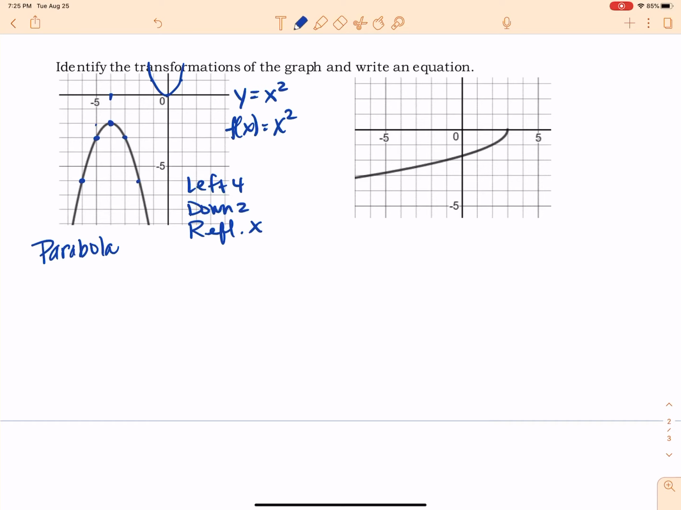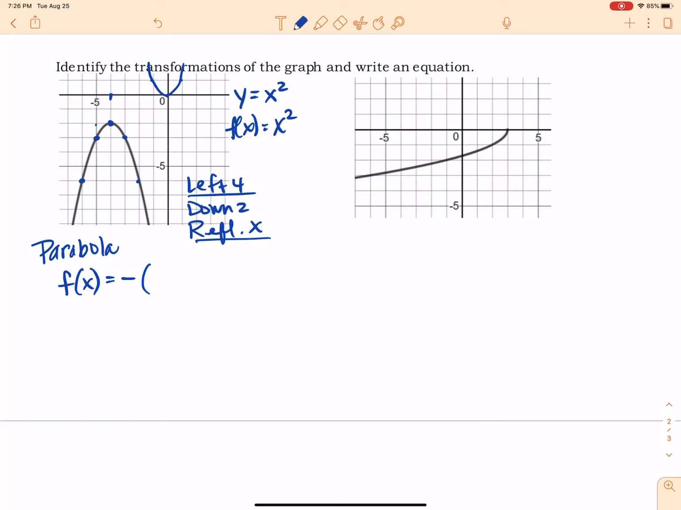So now I've got to translate that into the equation. Well, I know if I've got a reflection over the x-axis, that means that there's going to be a negative out in front of x. And since I have a left 4 shift, I know I'm going to have parentheses. So since it reflects across the x-axis, the negative goes outside the parentheses. If it reflected over y, it would go inside the parentheses in front of x. So that's how I make that determination.